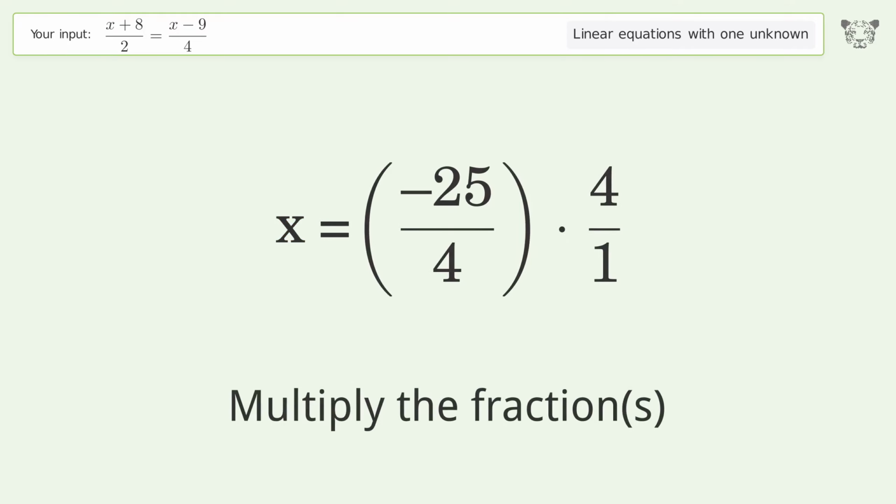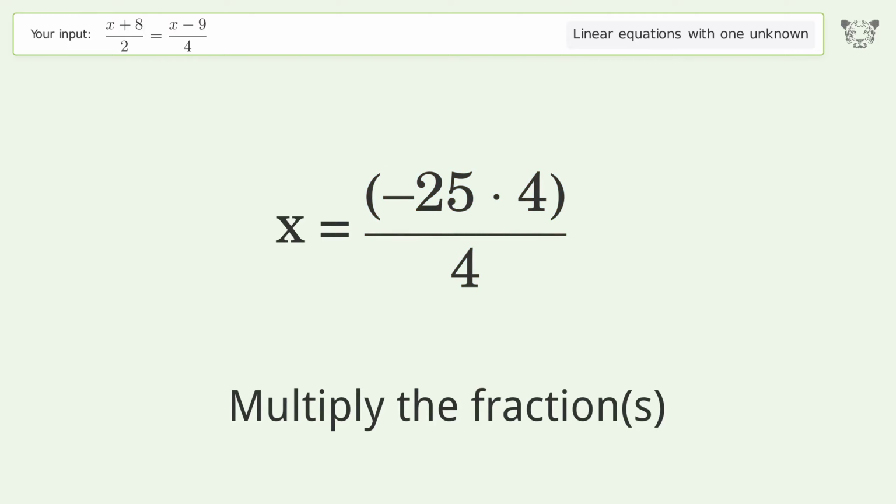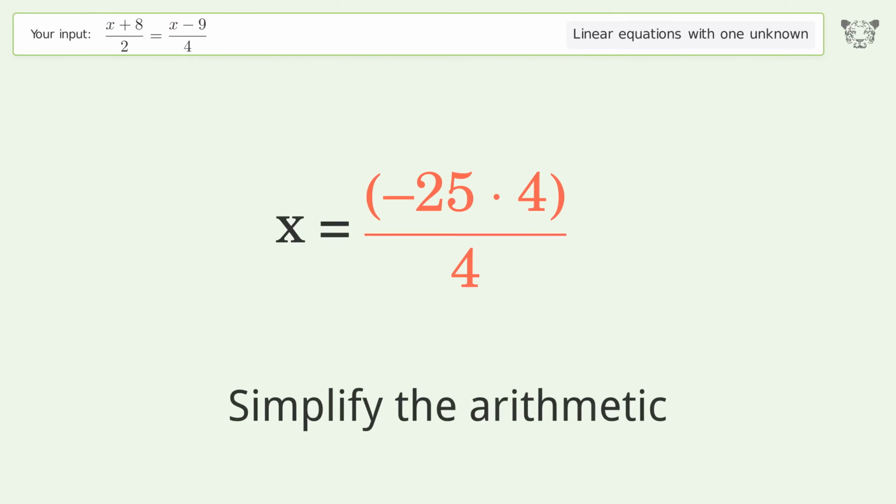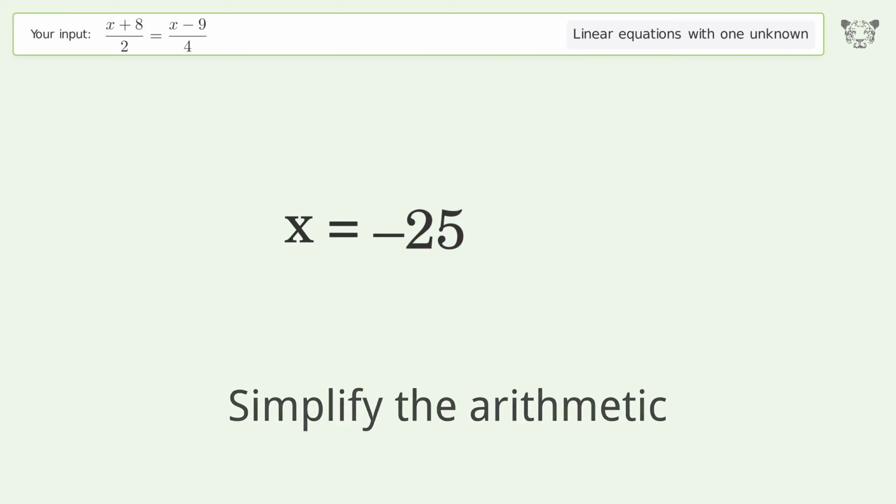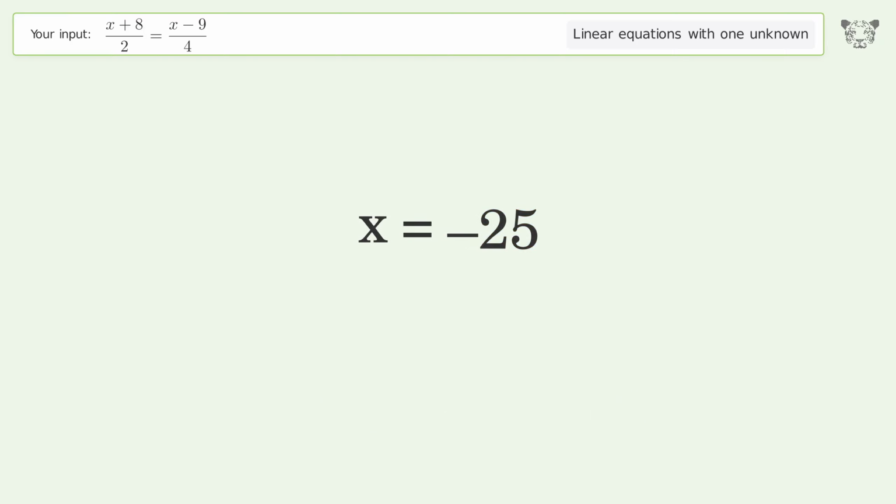Multiply the fractions. Simplify the arithmetic. And so the final result is x equals -25.